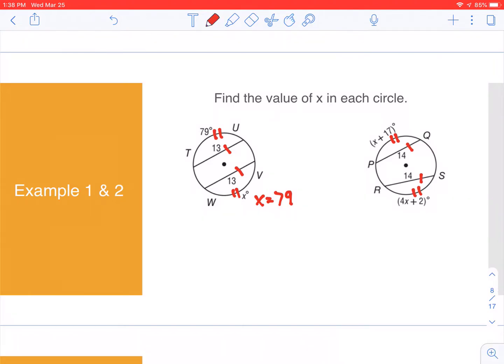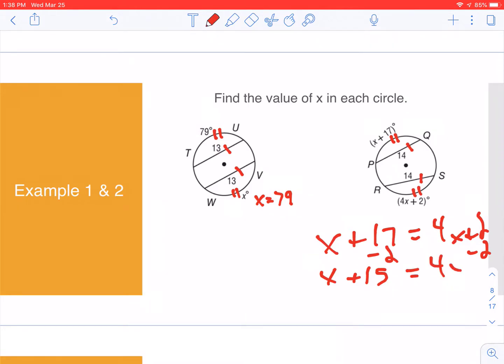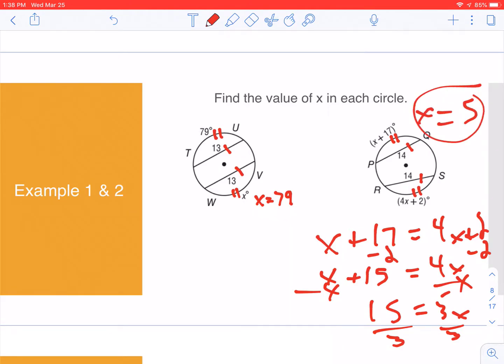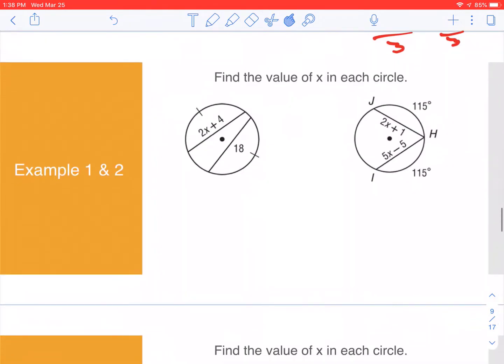So both of them are equal, so we have x plus 17 equals 4x plus 2. I'm going to subtract the 2. x plus 15 equals 4x. Subtract the x from both sides. That was supposed to be a subtraction sign, sorry. And we get 15 equals 3x. Divide by 3. Divide by 3. x equals 5. Similar stuff we've done all year, right? We do algebra, we set two things equal, and we find x. All right, let's do another example.